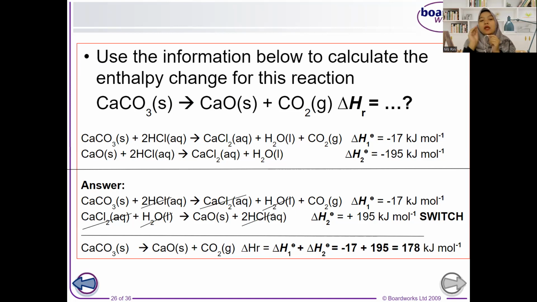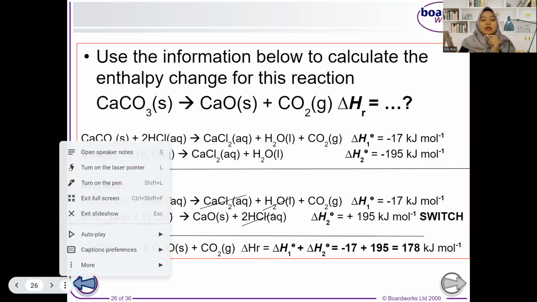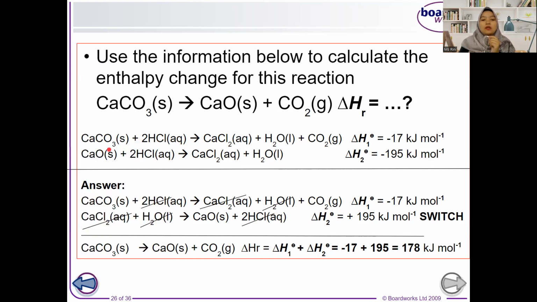Let's do the first step for each substance. First, let's focus on CaCO3. Which reaction has CaCO3? Here, we have CaCO3 in the first reaction, only in the first reaction. After you find it, check the position. Where is the CaCO3? Oh, it is at the reactant.